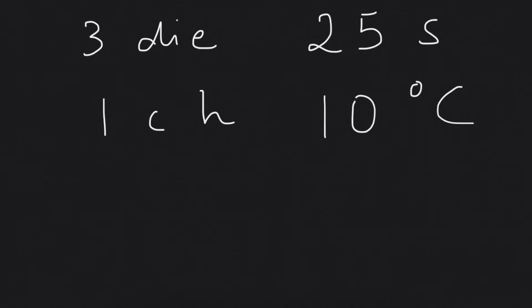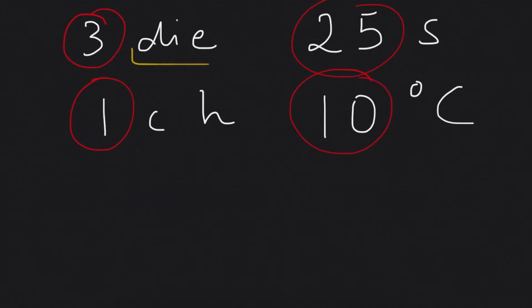Now, what's in common between all of these? If you look carefully, each of these has a number, and each of these has a unit. And that's all it takes to be a physical quantity.